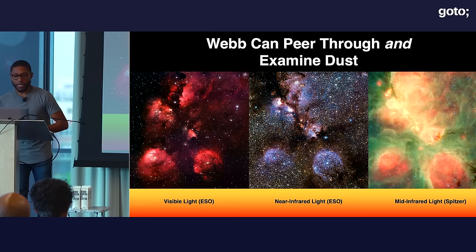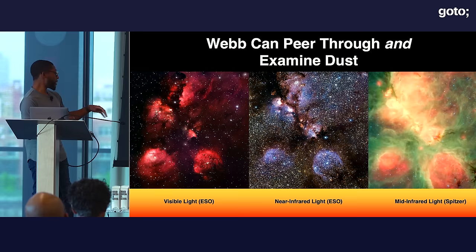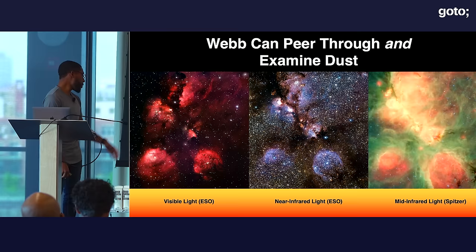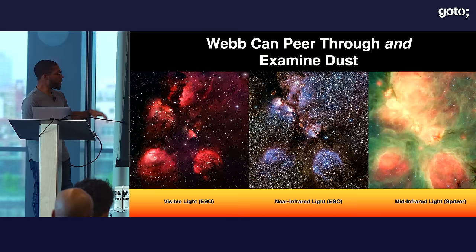By specializing in infrared light, Webb will be able to see what's beyond the dust. These are three examples of the same spot in the universe. The far leftmost image is from the European Southern Observatory, an Earth-based observatory observing the nebula through the Earth's atmosphere. So you have layers of atmosphere, and then you have the layers of dust and clouds in the universe you have to deal with. The middle image is that same observatory, and now we're looking at near infrared light.